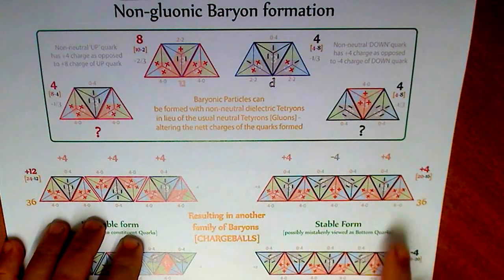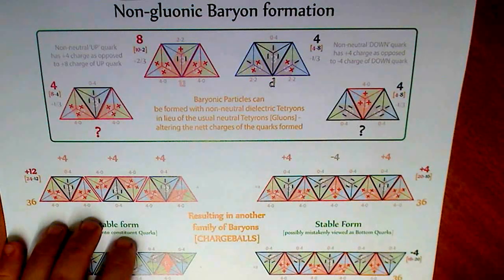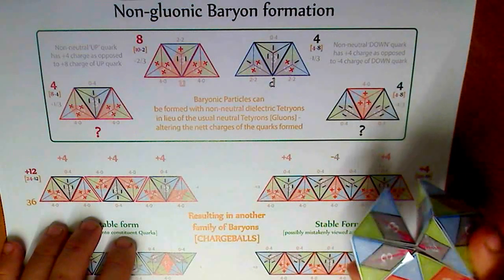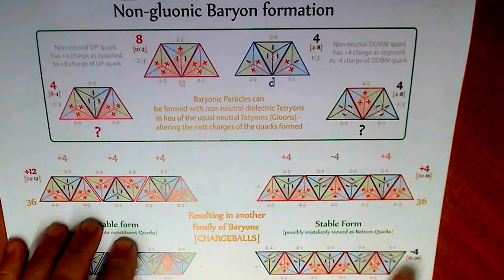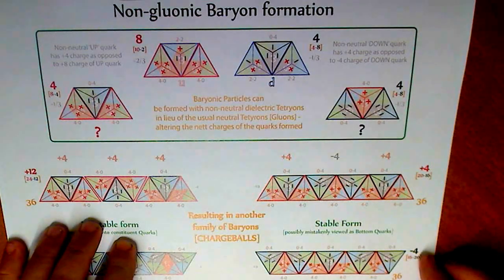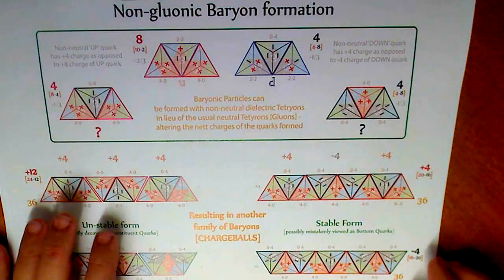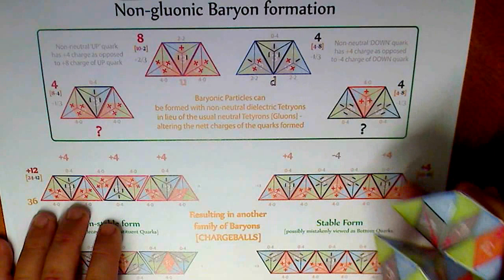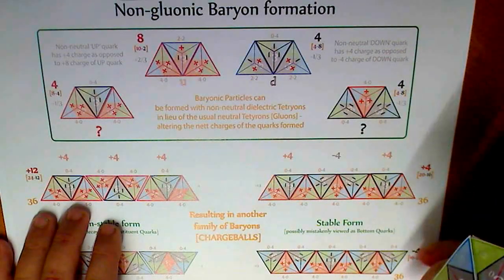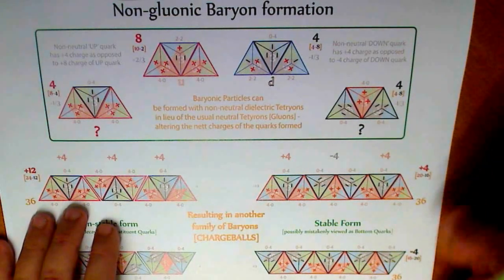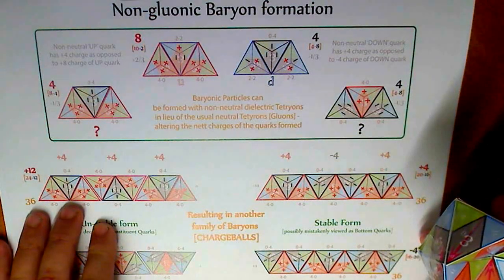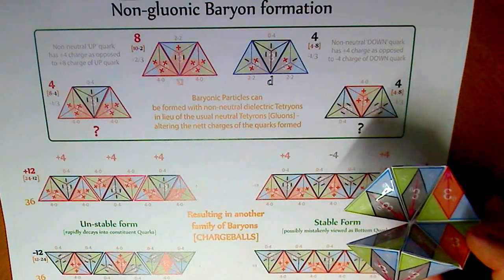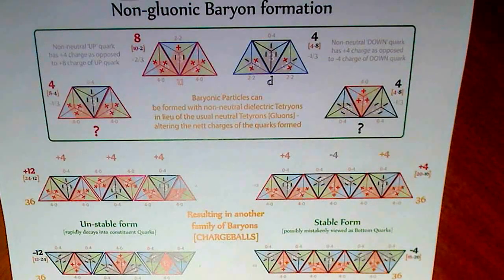The stable form, however, has identical charges to that of a bottom quark, but in this case, obviously, they have the same matter topologies as protons and neutrons, up, down, up, down, up, down, but their charge is that of a bottom quark, possibly mistaken for them because the baryon mass energies make them heavier than a normal down quark, so therefore they'd be mistaken, on the basis of charge mass ratios, as a bottom quark, when in fact they are a baryon. As I term them, charge balls.